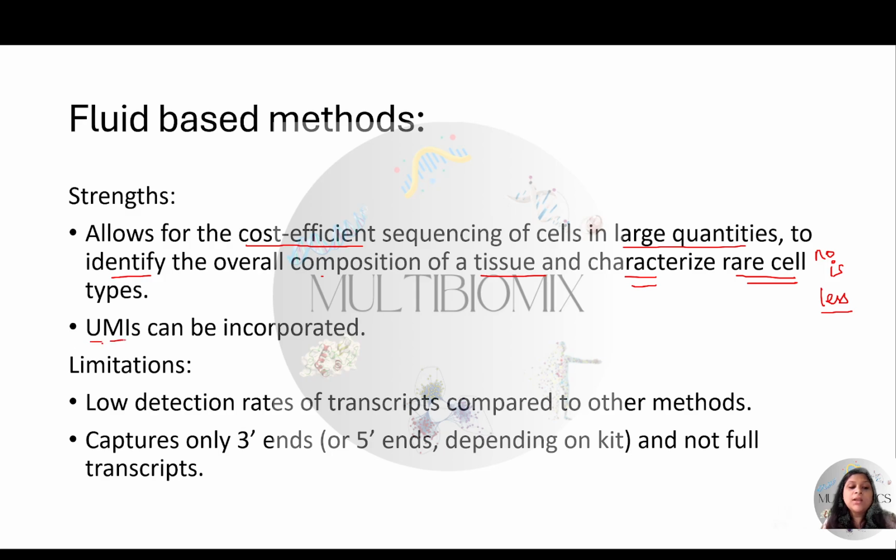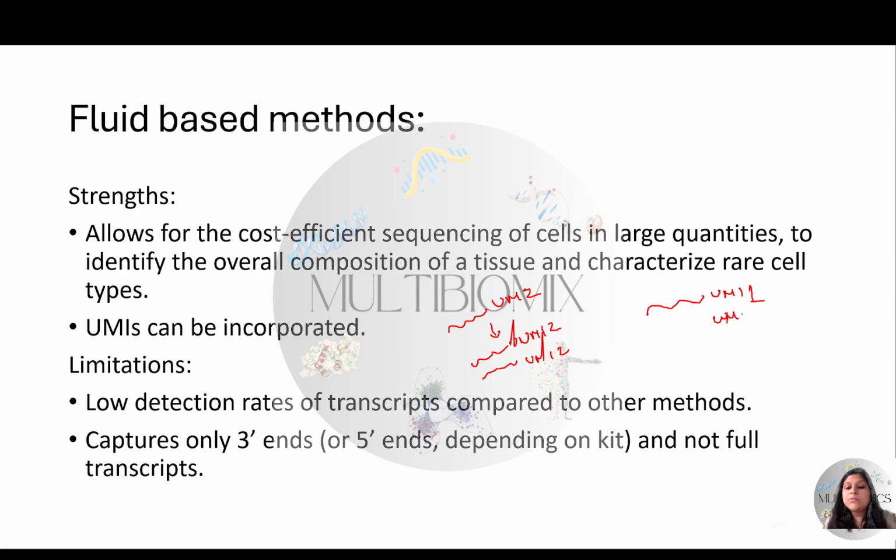Now, unique molecular identifiers can be incorporated. These are unique sequences that are tagged to the cDNA library. So each molecule, when they are expressed and amplified, one RNA molecule had a unique UMI, suppose UMI 1, and the second RNA molecule had UMI 2. When they are amplified, their copies will also carry their UMI code. Now UMI is nothing but a sequence. They are in the form of sequences only.